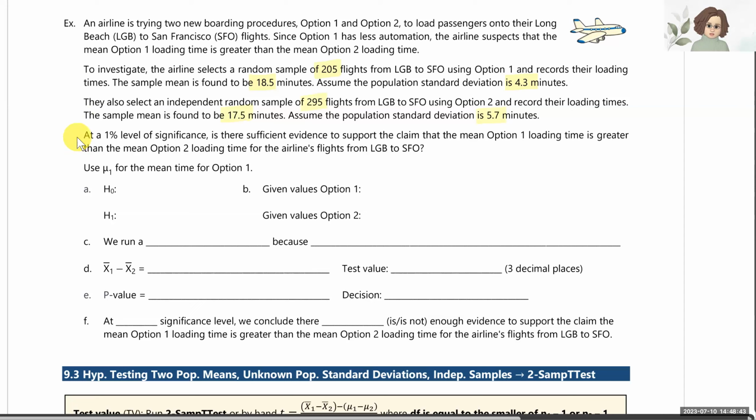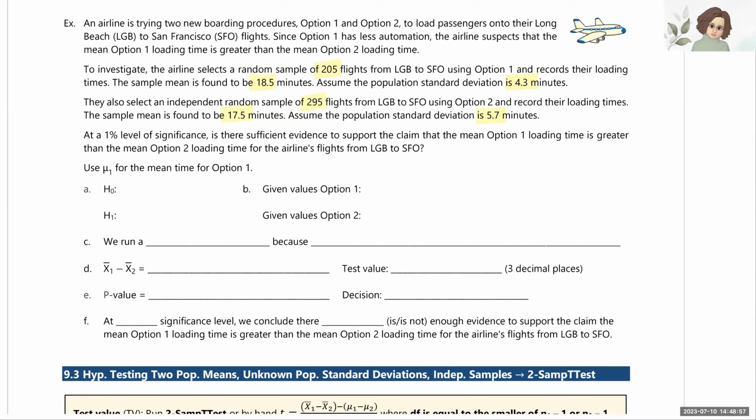All right, so at a 1% level of significance, is there sufficient evidence to support the claim that the mean option 1 loading time is greater than the mean option 2 loading time for this airline's flights from Long Beach to San Francisco? All right, we'll let our first population be times using option 1.